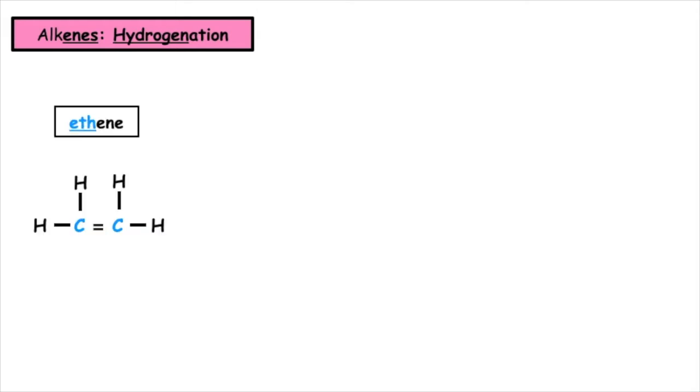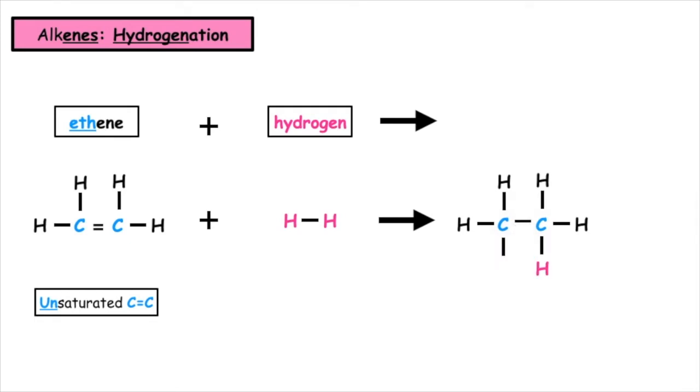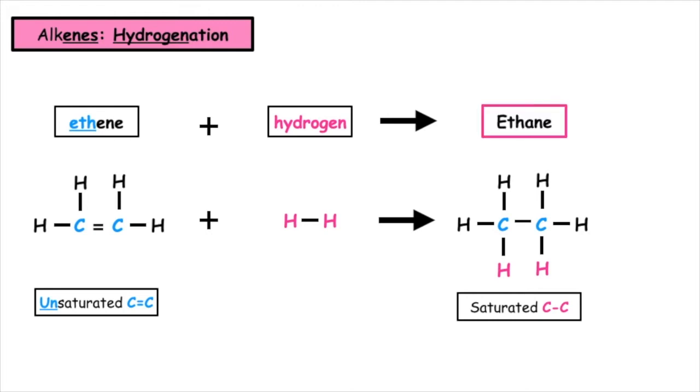So let's take ethene, which has an unsaturated carbon-to-carbon double bond. We're going to add a molecule of hydrogen, which is a diatomic molecule. And what will happen is the carbon-to-carbon bond will break and a single hydrogen atom will add to each of the carbons which contain the carbon-to-carbon double bond. We can see now that we have saturated carbon-to-carbon single bonds, which means that this is known as ethane.